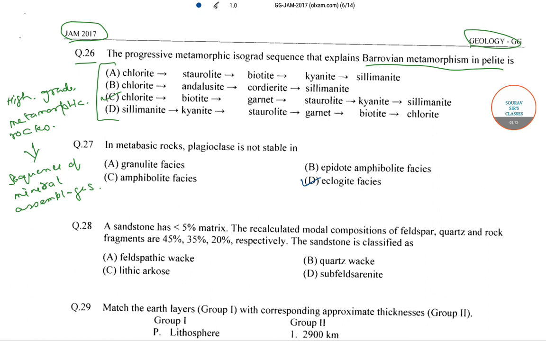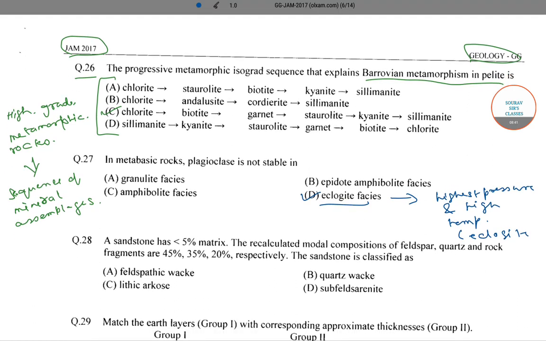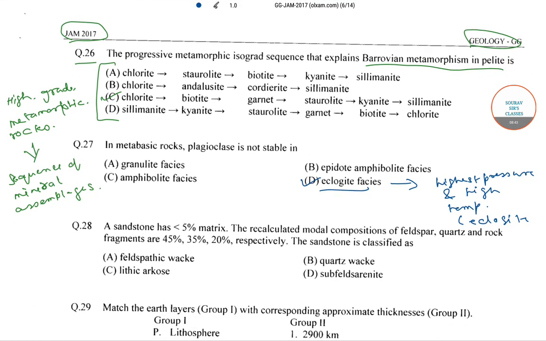In this facies, it is the facies with the highest pressure and high temperature, and this is named after metabasic rock eclogite. And in this facies, plagioclase is not stable. So the correct answer of this question is option number D.